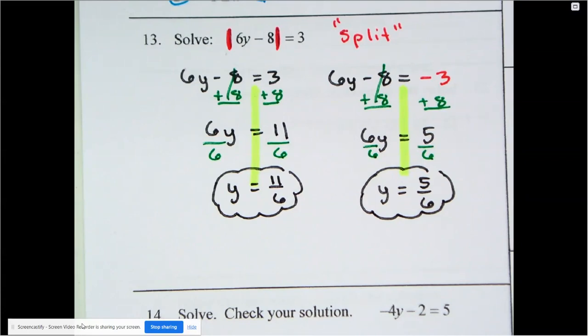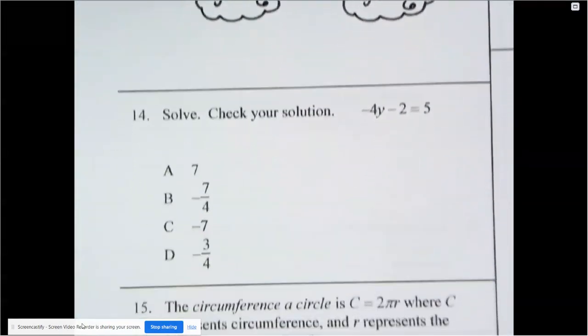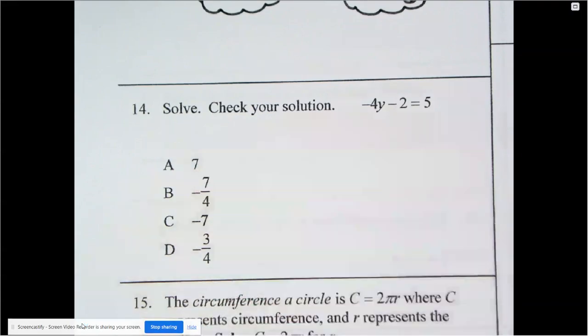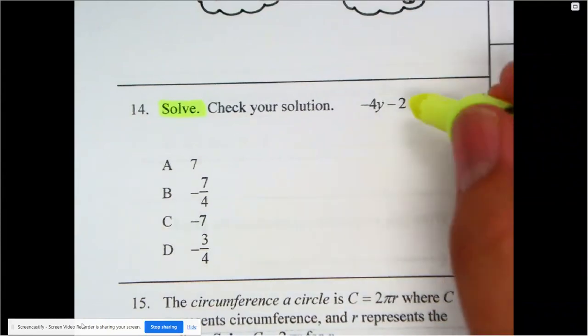Now, looking at number 14. Start moving it up here a little bit. It says solve it. Check your solution. Don't worry about the answers. Don't worry about that check your solution thing. Just solve it. Do what you've always done.